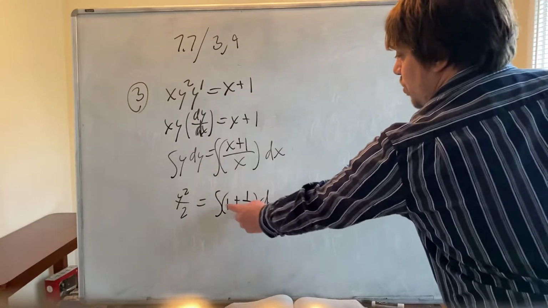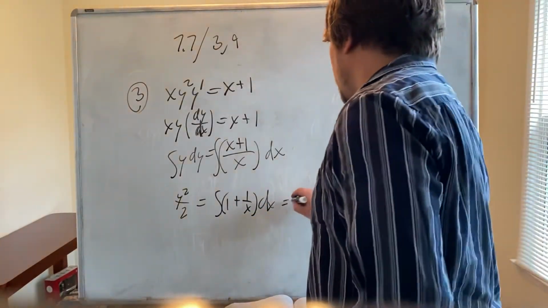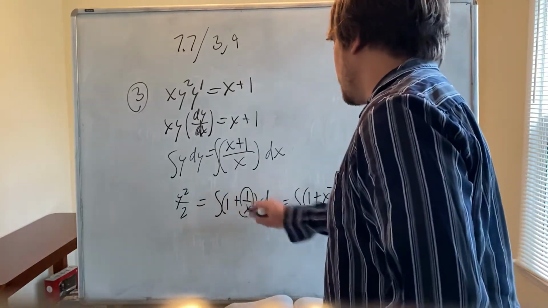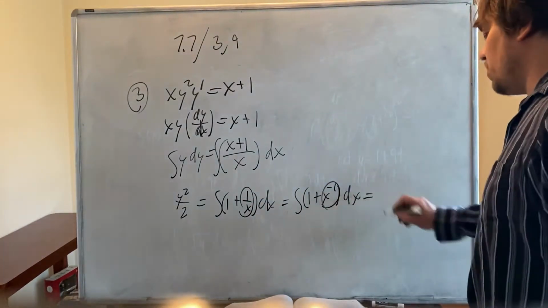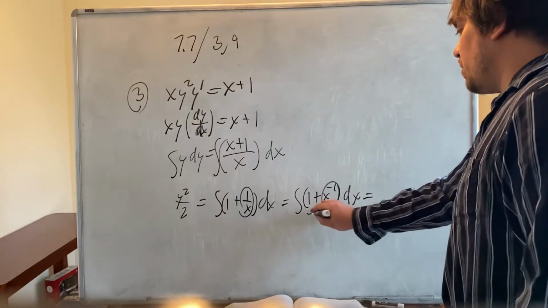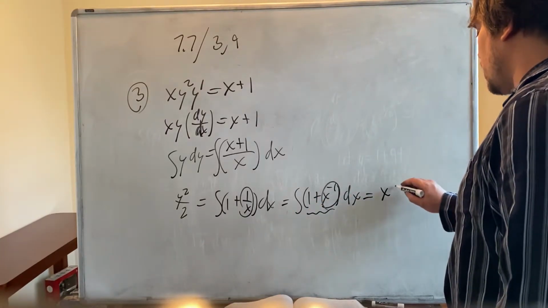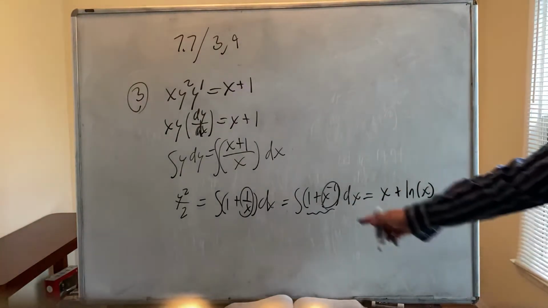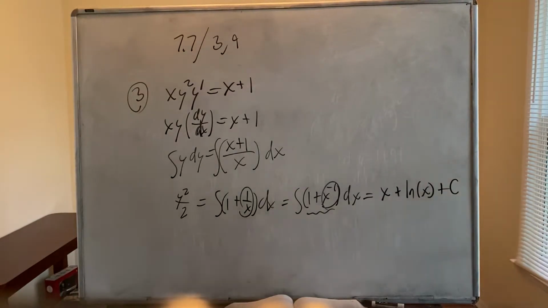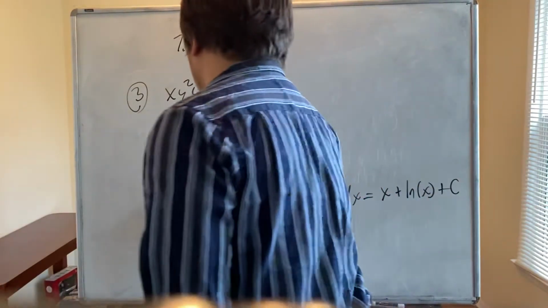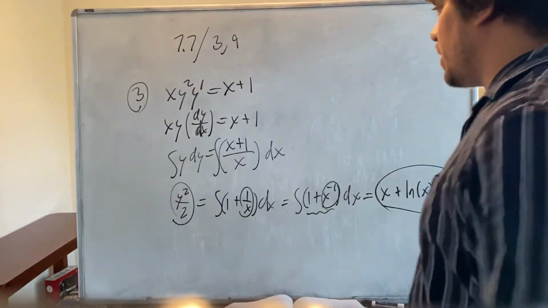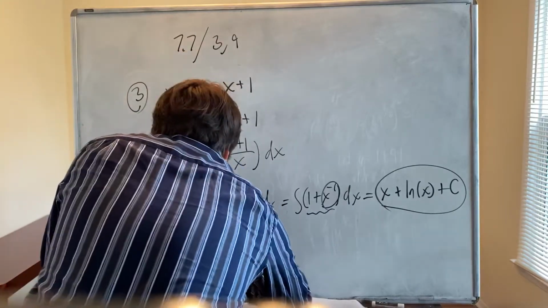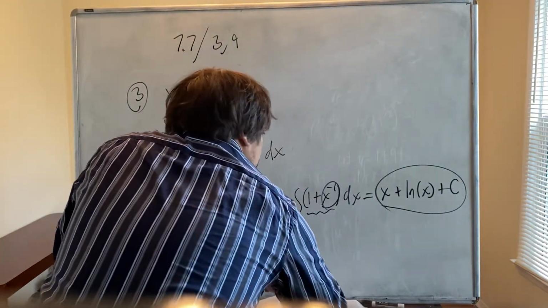This is y squared over 2 is equal to the integral of 1 plus 1 over x dx. x plus 1 over x is 1 plus 1 over x. This is equal to the integral of 1 plus x to the negative 1 dx. I'm just rewriting 1 over x as x to the negative 1 using exponents instead. An antiderivative of that function is x plus ln x. So x plus ln x is the most general antiderivative plus c. And so y squared over 2 is equal to x plus ln of x plus c.